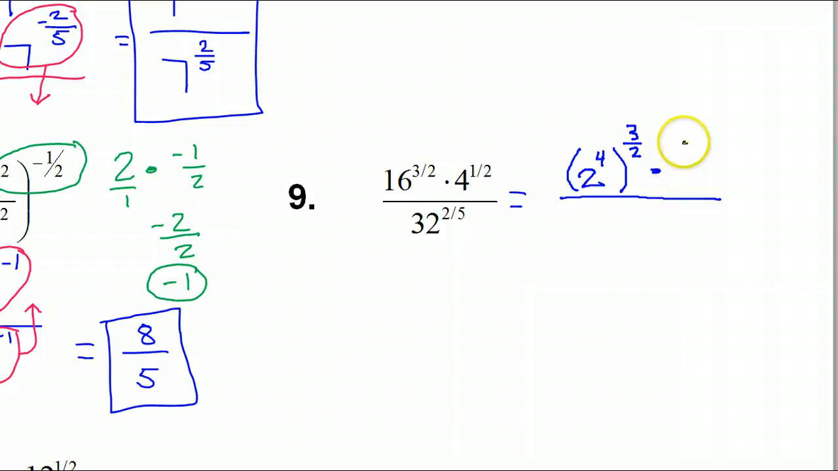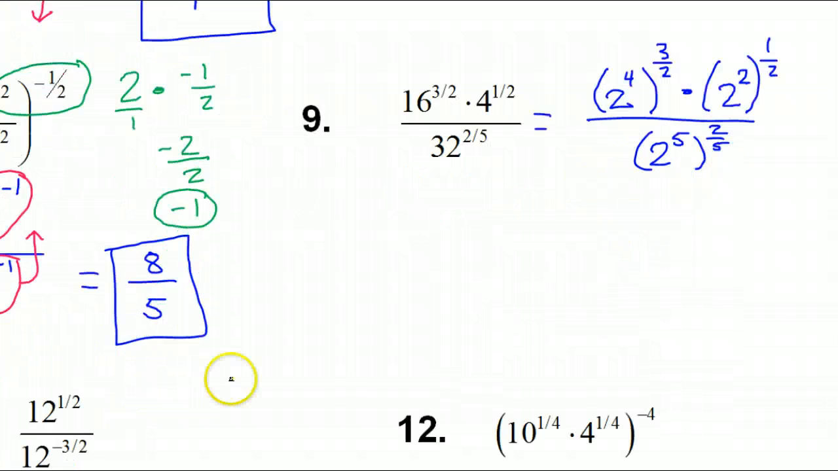Now this 4, of course, can be written as 2 squared. So that's my 4, and it still has this 1/2 power on there. And then 32. 32 is 2 to the 5th power, and it's still going to have this power of 2/5. All right, and so now we have all base 2. A power to a power, you multiply, so I'm going to do that in all of these cases.